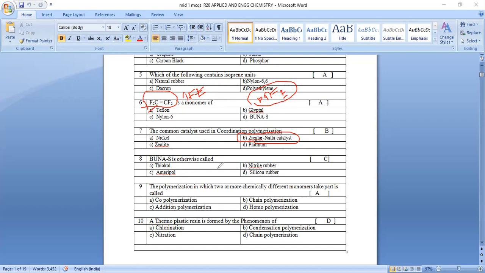Buna S is also known as Ameripol. Buna S is styrene rubber.